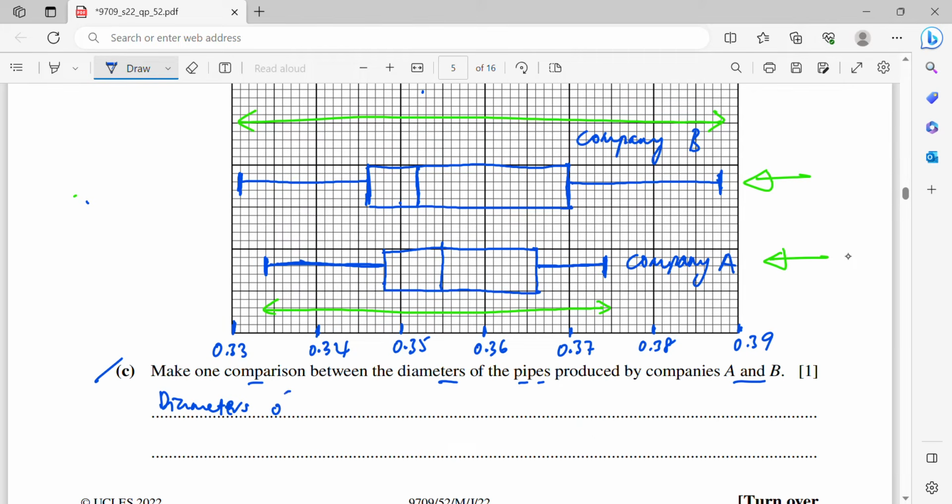So from here, I would just say that the diameters of the pipes produced by company B have more spread, because the range is bigger, more spread than company A.